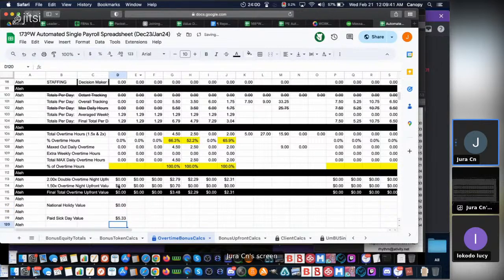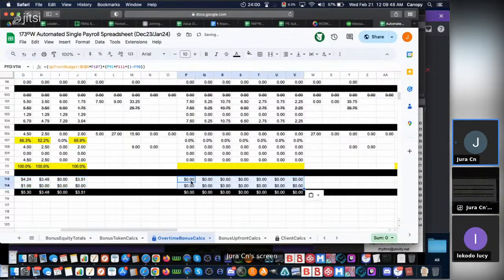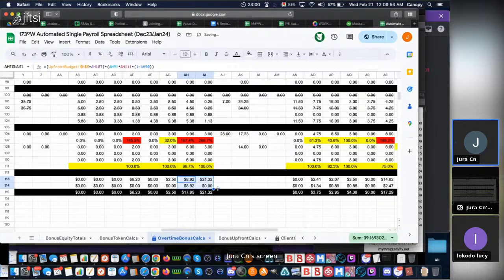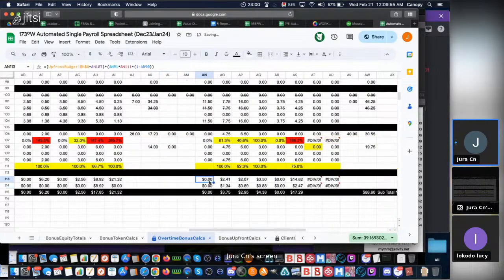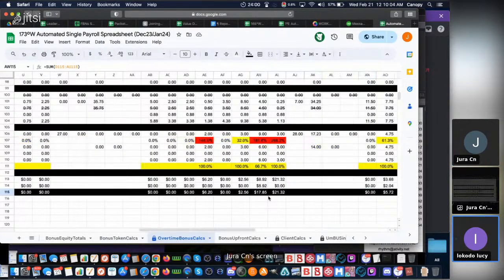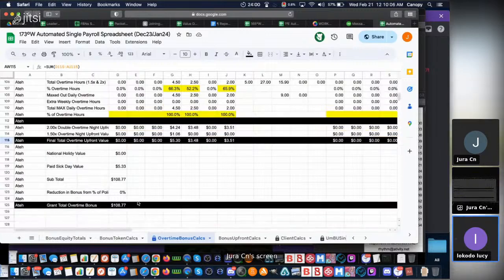Cool. And then I'm going to take these and drag them across. Line 5 and that here, boom, line 5. Drag this across here. Perfect. And that's perfect. Cool. So it's $103.44. So she had 0 national holidays.